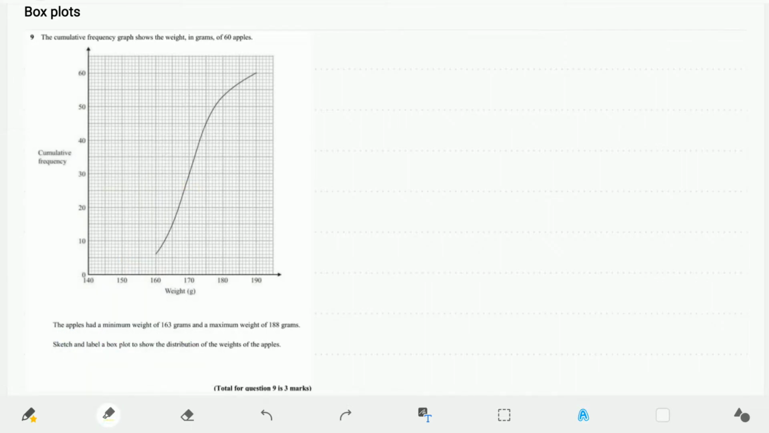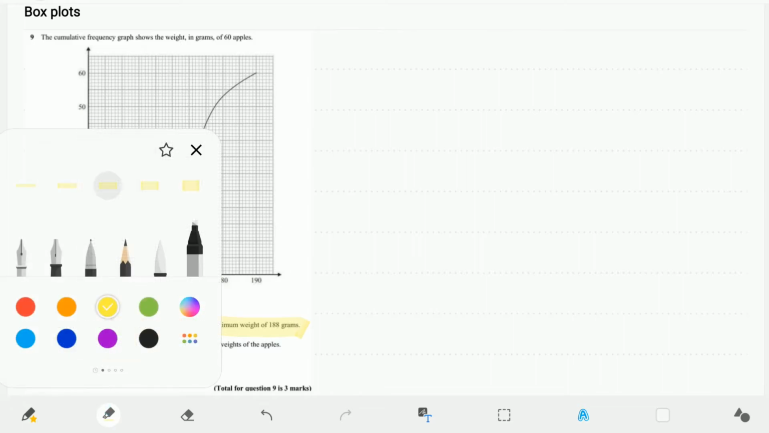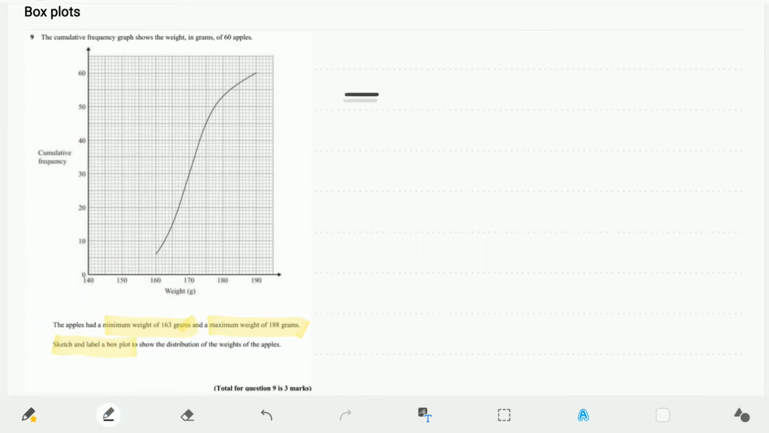The important information is that the apples had a minimum weight of 163 grams and a maximum weight of 188 grams. And we are sketching and labeling a box plot to show the distribution of the weights of the apples. So the first thing to think about is what kind of information does a box plot contain that we can actually show? Well, we know that it definitely includes a minimum value.